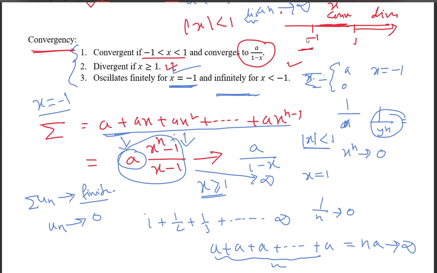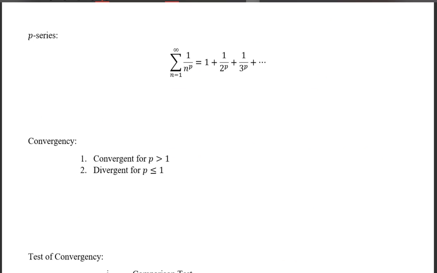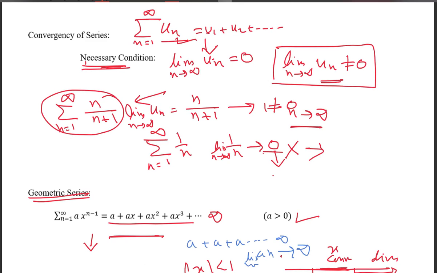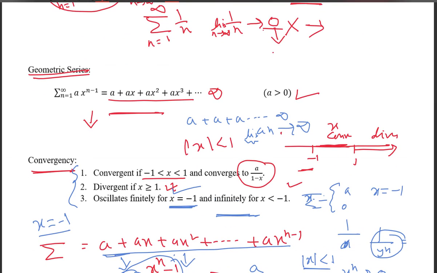Sir, I have a doubt. Please explain the third one, second part. The third one, second part: x less than minus 1. That one.